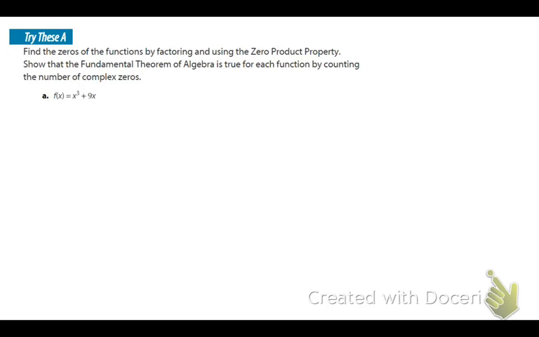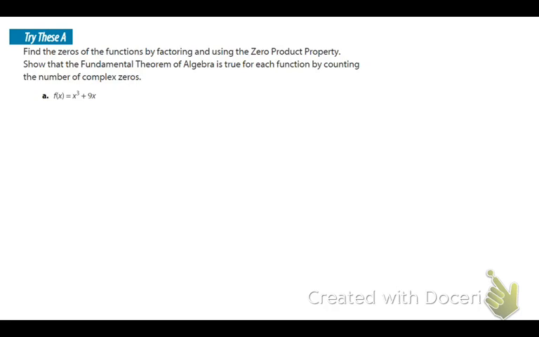Okay, now we're going to go back to A. Sorry about that. I zipped right over it. We're going to also use our zero product property to factor this one. So let's look at this one. We have an x cubed plus 9x.